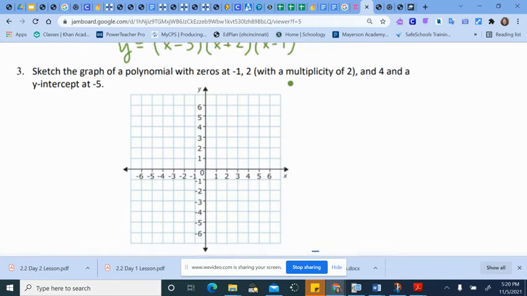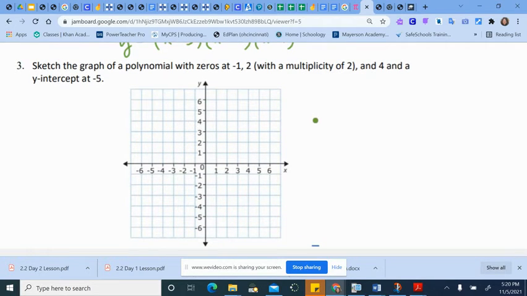Okay. Sketch the graph of a polynomial with zeros at -1, 2 with a multiplicity. Oh, this 2 has a multiplicity. That means, and is that an even or an odd number? It's an even, so it's going to bounce off of that root. So it has a 0 at -1, a 0 at 2, but it's going to bounce, a 0 at 4, and a y-intercept at -5. Ooh, and it's going to bounce at that 2.